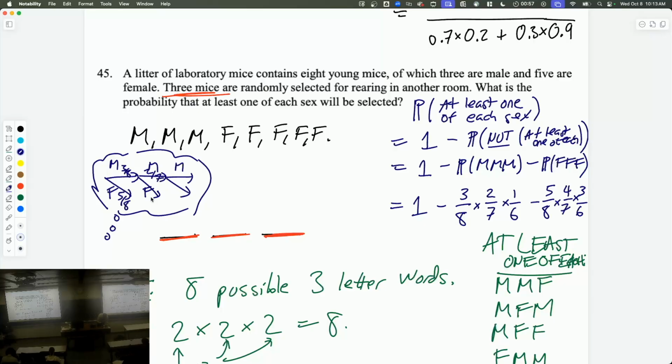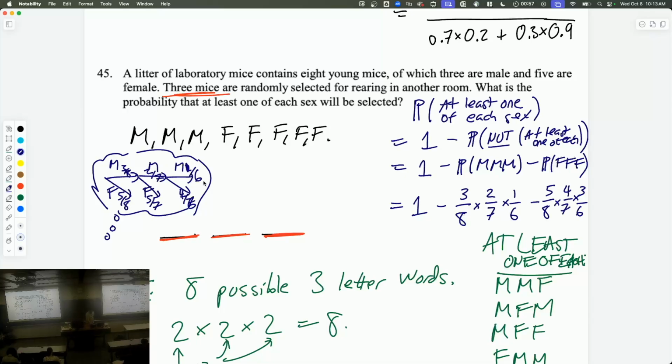2 out of 7, 5 out of 7, and then 4 out of 7 for the last one. 4 out of 6, and 2 out of 6. No, 1 out of 6. 1 out of 6. Yeah. Okay, great. That's my little tree. That's the answer to this question. That's how I would do it.